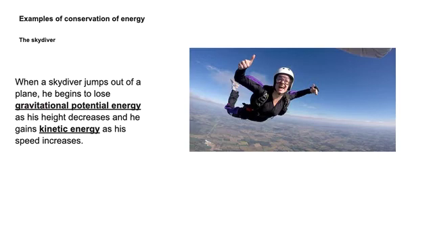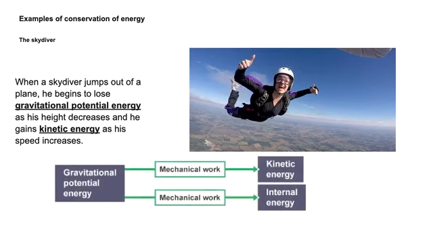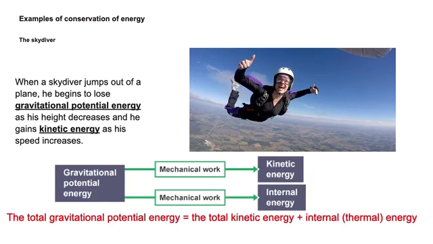So let's look at how energy is conserved. Let's look at the skydiver. This skydiver looks happy. I don't know whether I'd be happy jumping out of a plane, but there you go. When the skydiver jumps out of a plane, she begins to lose gravitational potential energy and increases kinetic energy. The speed increases. We're looking at another diagram of how it works. Gravitational potential, the mechanical work goes in, and kinetic energy comes out. There is an internal energy too. So the total gravitational potential energy equals the kinetic energy plus the internal energy.